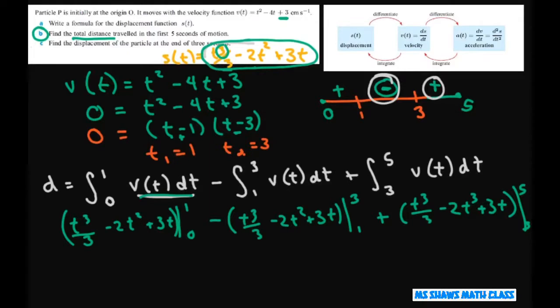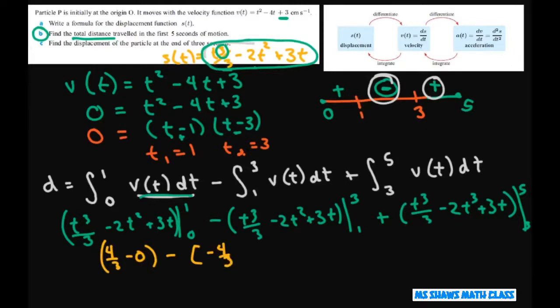Now, when you plug in 1, you're going to get 1/3 minus 2 plus 3. When you plug in 0 and subtract that, you're just going to get 0. So this answer here is just going to be 4/3 minus 0. And then we already know when we plugged in 1, we got 4/3 again, so that's minus 4/3.